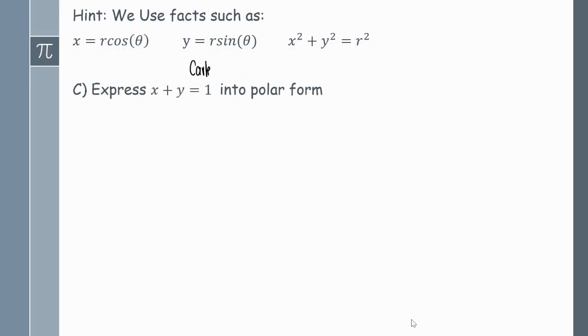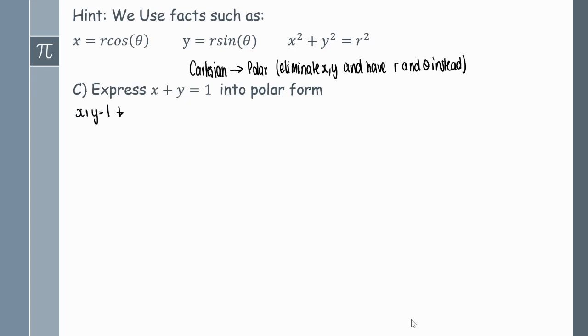Okay, this one is the opposite. We're going to take this Cartesian equation and turn it into a polar equation. This one I quite like. We have to eliminate x and y and replace these with thetas and r's. All right, very easily we can see that we have x plus y equals 1, and I have something with r cos theta equals x. I also have r sine theta equals y from those first two equations up the top. This is great. I'm going to sub them straight into my equation.